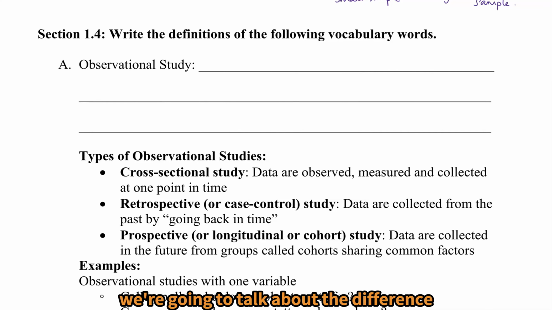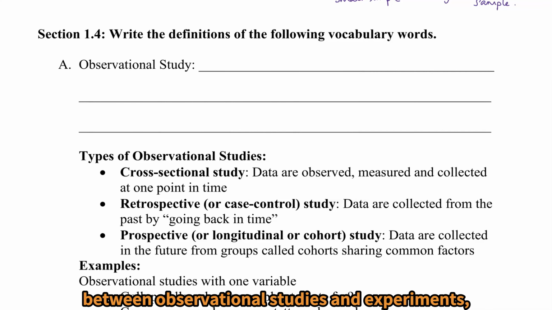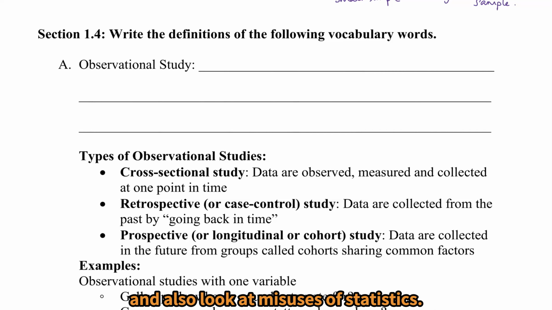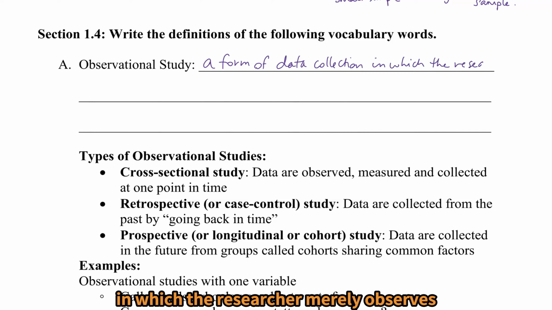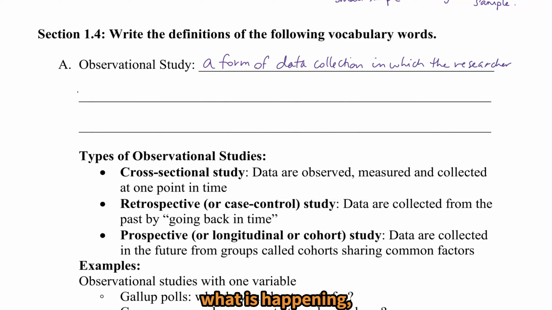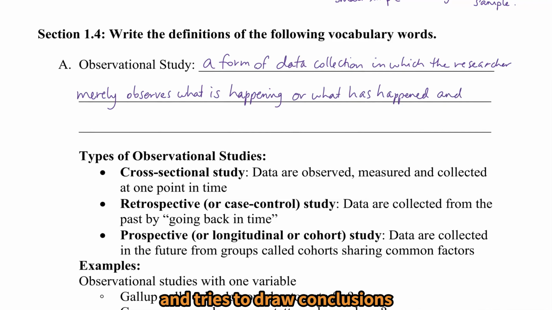In this section, we're going to talk about the difference between observational studies and experiments, and also look at misuses of statistics. An observational study is a form of data collection in which the researcher merely observes what is happening or what has happened and tries to draw conclusions based on those observations.